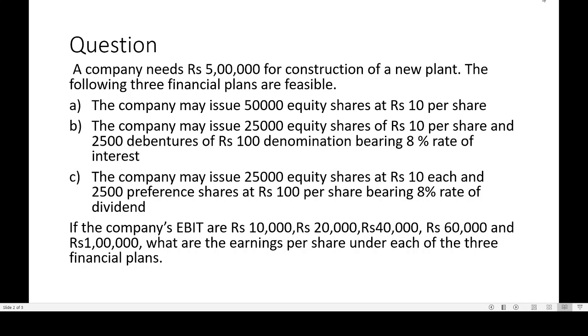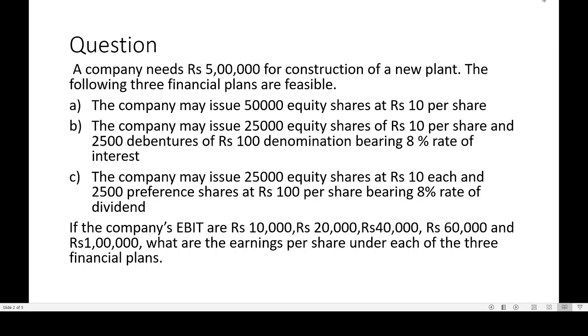So we have to calculate the earning per share under different financial plans. And there are different levels of EBIT, that is 5 levels of EBIT which are given. So we'll have to prepare a statement of income for different financial plans. The first plan is issuing 50,000 equity shares at rupees 10 per share and raising rupees 5 lakh. The second plan is issuing 25,000 equity shares and raising 2,50,000 and the remaining 2,50,000 by issuing the debentures. The third plan is issuing 25,000 equity shares at rupees 10 each and raising 2,50,000 and the remaining 2,50,000 is through the issue of preference shares.